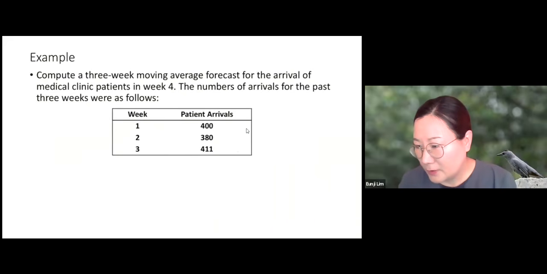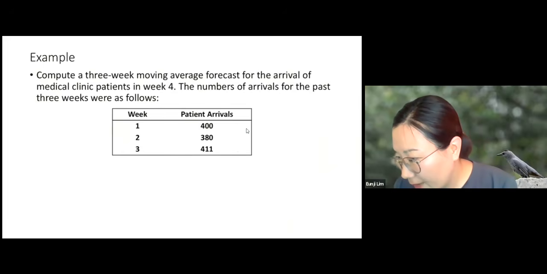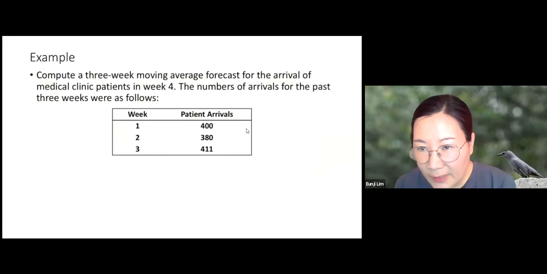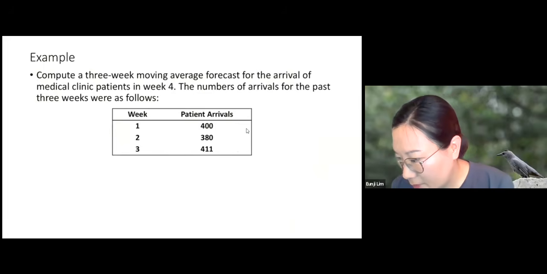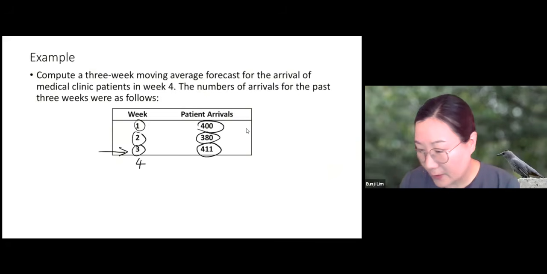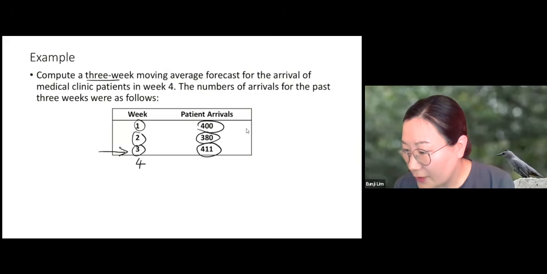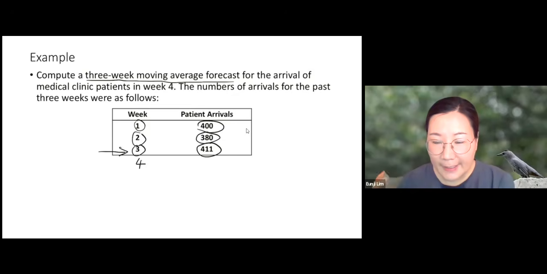Let's take an example. Compute a 3-week moving average forecast for the arrival of medical clinic patients in week 4. The number of arrivals for the past 3 weeks were as follows. In the first week, we received 400 patients. In the second week, 380 patients. Third week, 411 patients. Currently, we are at the end of week 3, and we want to make a forecast for week 4. And we want to use a 3-week moving average forecast. So that means we want to average the 3 most recent observations.